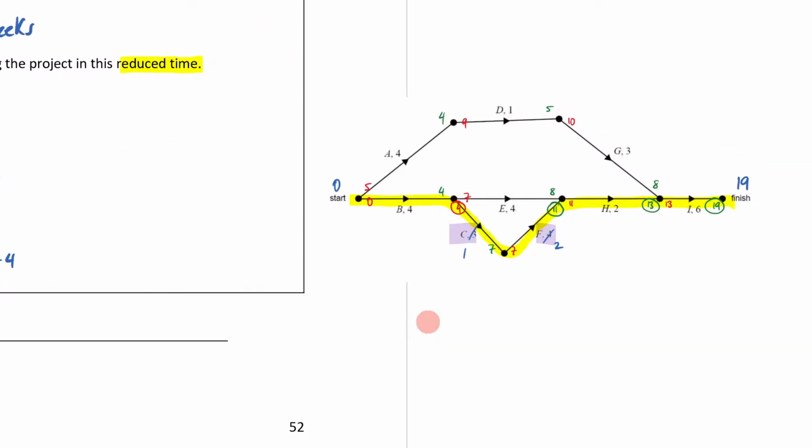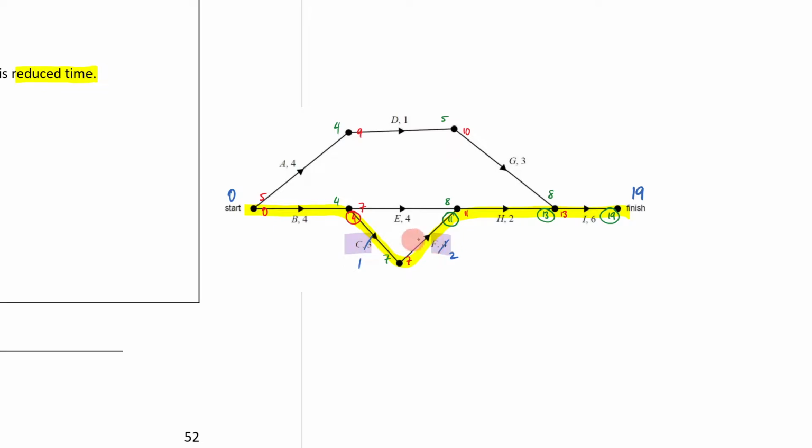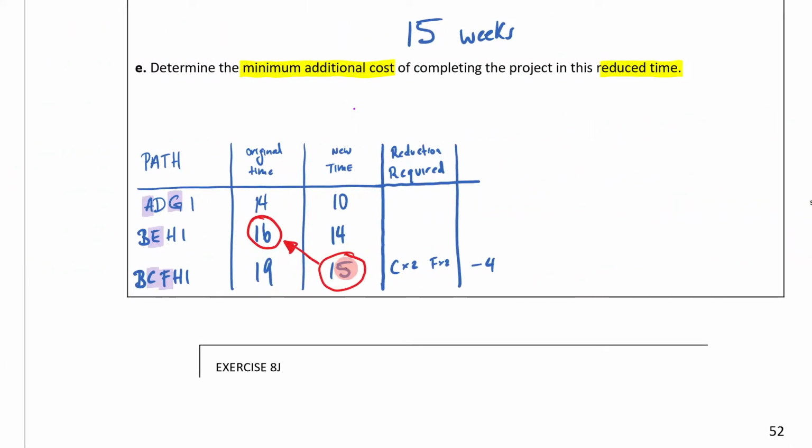So if we come here for a second, what I'm saying is that if I only apply the reductions here, well, now I'm going to create a new critical path, and that new critical path will be right here. Because this will be 4 plus 4 is 8, plus 2 is 10, plus 6 is 16, right? So this new pathway is 16, when we know that if we crash this path, we get to 15.